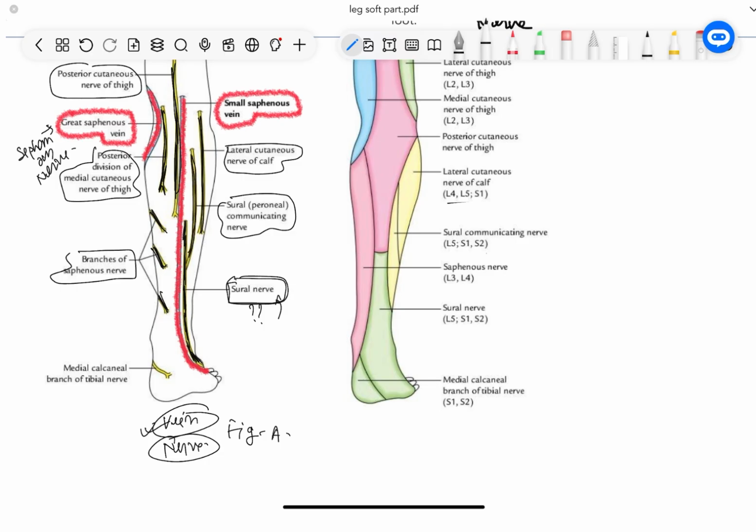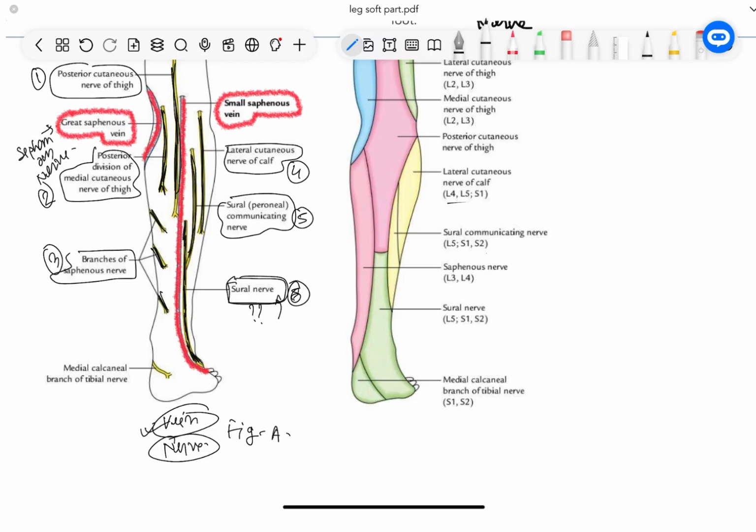The point to remember from here is that the posterior cutaneous nerve of the thigh is supplying the back side. The posterior division of the medial cutaneous nerve of the thigh is also supplying the back side. Then some branches from the saphenous nerve also supply here. The lateral cutaneous nerve of the calf is also supplying here. The peroneal branch is supplying here, and the sural nerve is also supplying here. These are the nerves supplying the cutaneous area, or skin sensation, on the back of the leg region.